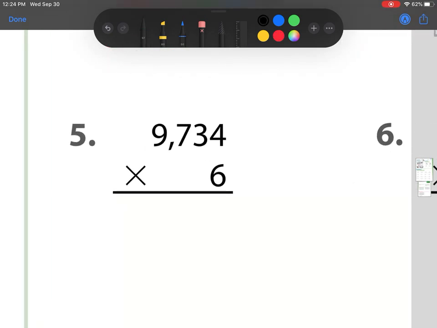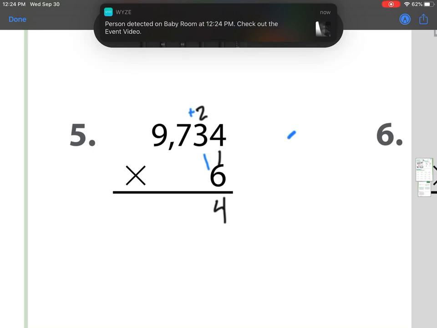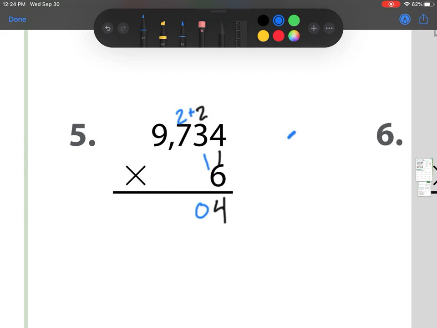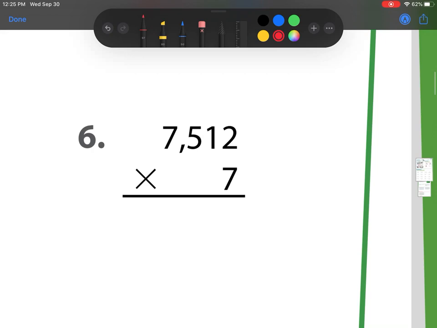Heading off to number 5. 6 times 4 is 24. Regroup that 2. 6 times 3 is 18, plus 2 is 20. Regroup that 2. 6 times 7 is 42, plus 2 is 44. Regroup that 4. And lastly, 6 times 9 is 54, plus 4 is 58. 58,404.